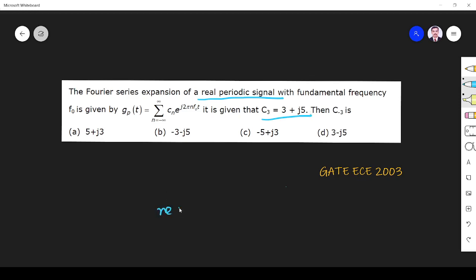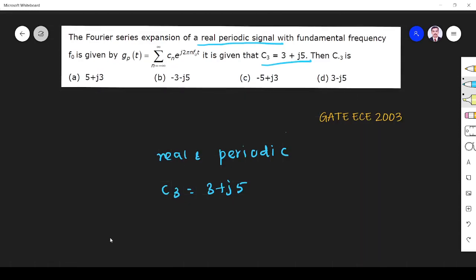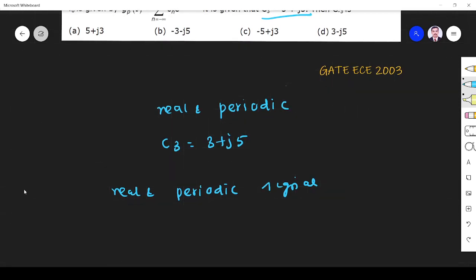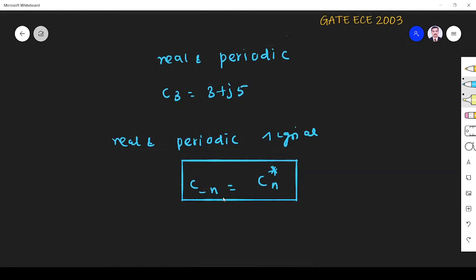So the signal is real and periodic. And they gave the Fourier coefficient at 3, it is C3 equals 3 plus j5. So for a real and periodic signal, Fourier series has one property. For a real and periodic signal, C of minus n is equal to C of plus n star. It is the complex conjugate for real, right? So C of minus n is equal to the conjugate of C of plus n.